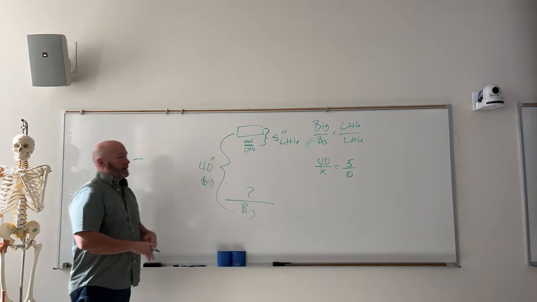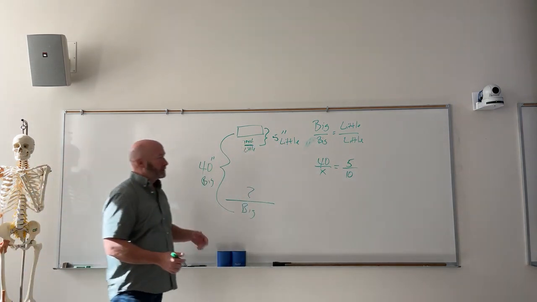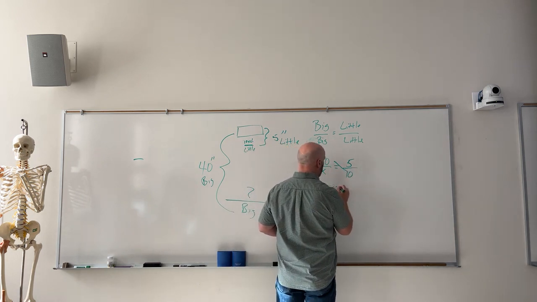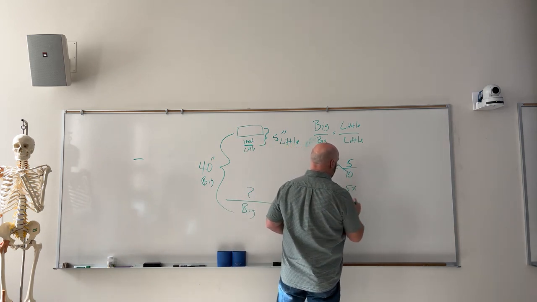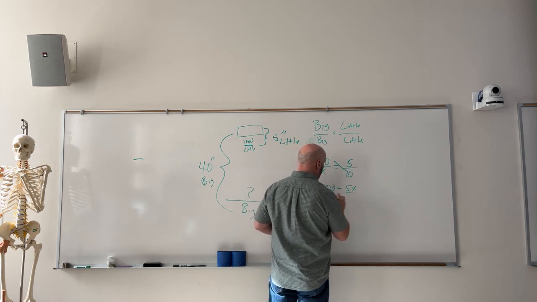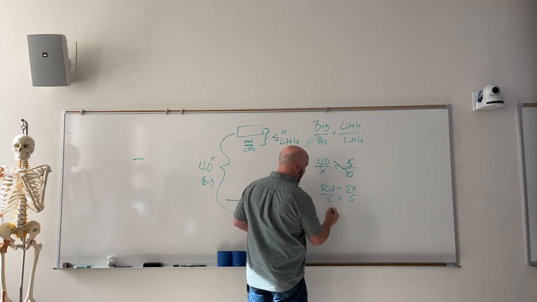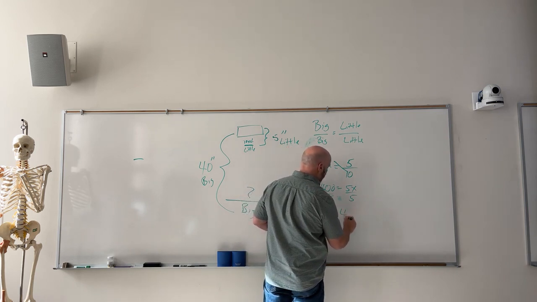Okay, so now what do we do? Cross multiply. So you've got 40 times 10 equals 400, which is equal to 5X. Divide both sides by 5. And what do you have? X is equal to 40.